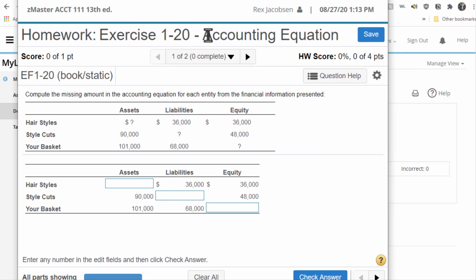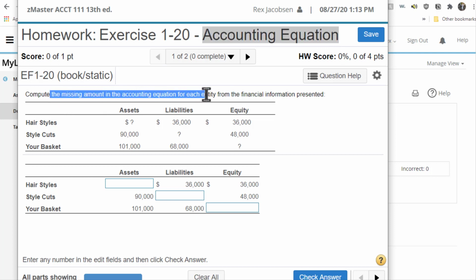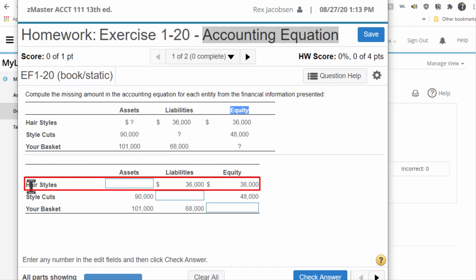All right, exercise 1-20, it's about the accounting equation. Compute the missing amount in the accounting equation for each entity from the financial information presented. So these are all different companies. Here are the names of the companies. And notice we have some assets, some liabilities, and some equity. Let's just start with the first scenario. These are all independent. So we've got Hairstyles.